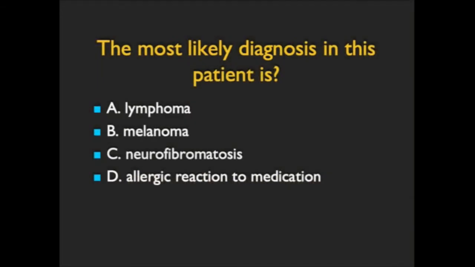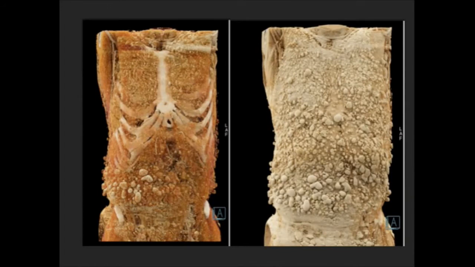What's the best diagnosis in this case? I'm showing you two images with cinematic rendering, multiple lesions on the patient's skin. You can get skin involvement with lymphoma, mycosis fungoides, but not this extensive. Melanoma can give you skin lesions, but not this extensive. Allergic reaction to contrast can give you cystic lesions, but again, not this extensive.